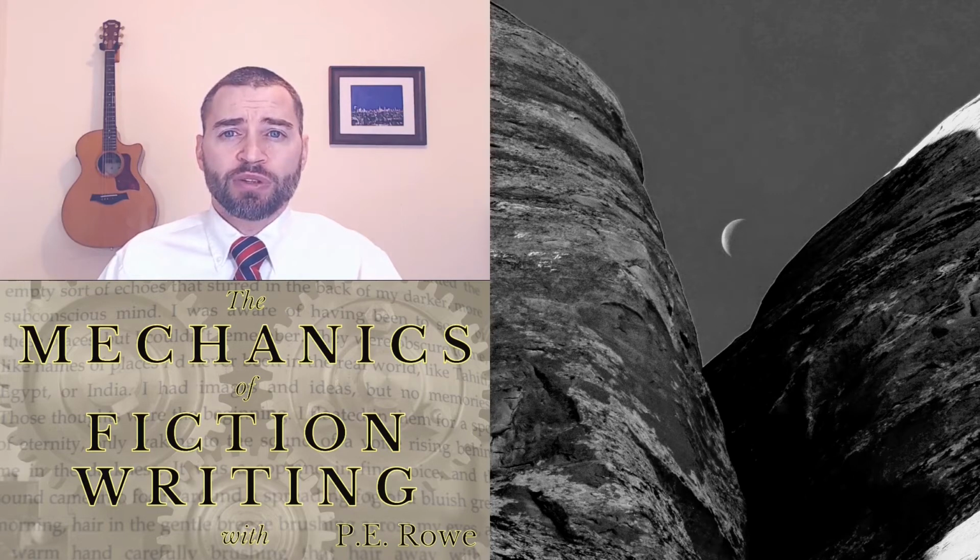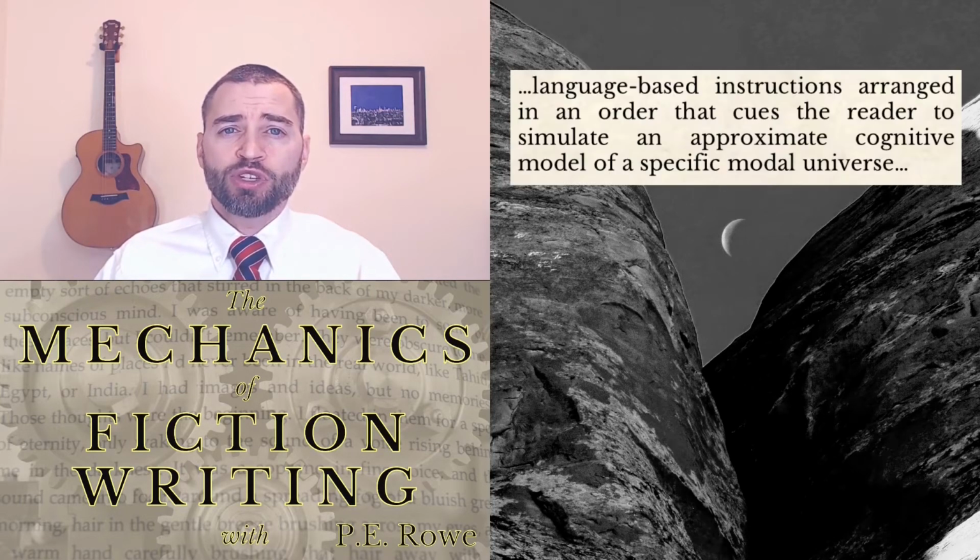This lesson is about the things the reader does for you, how they take your words and process them into their cognitive simulation. This is about how they make the story come alive. Part of our drawn-out story definition goes like this: language-based instructions arranged in an order that cues the reader to simulate an approximate cognitive model of a specific modal universe.